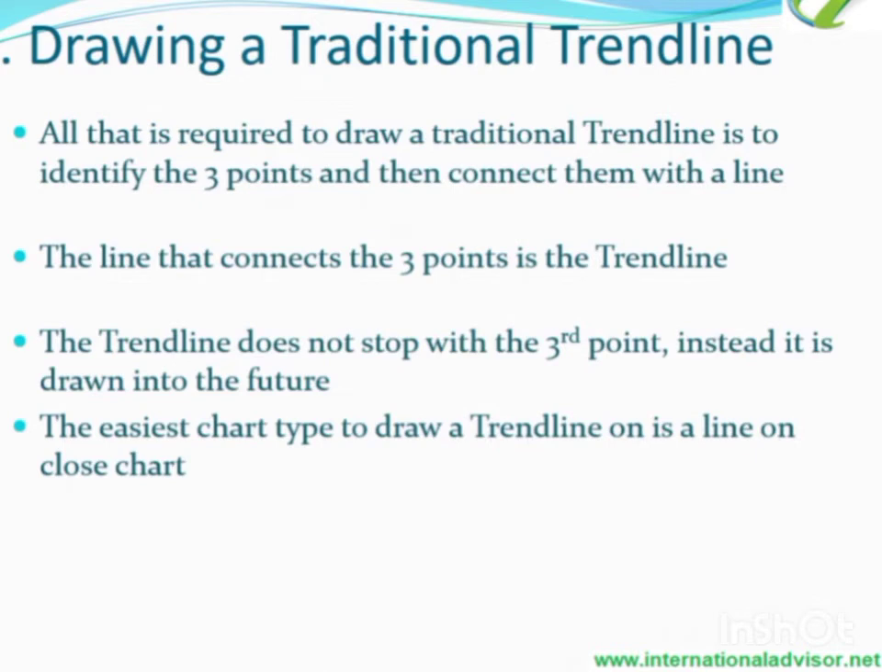Now, coming to a very important professional concept: drawing a traditional trend line. All that is required to draw a traditional trend line is to identify the 3 points and then connect them with a line. The line that connects the 3 points is the trend line. The trend line does not stop with the 3 points. Instead, it is drawn into the future. The easiest chart type to draw a trend line on is a line or close chart.